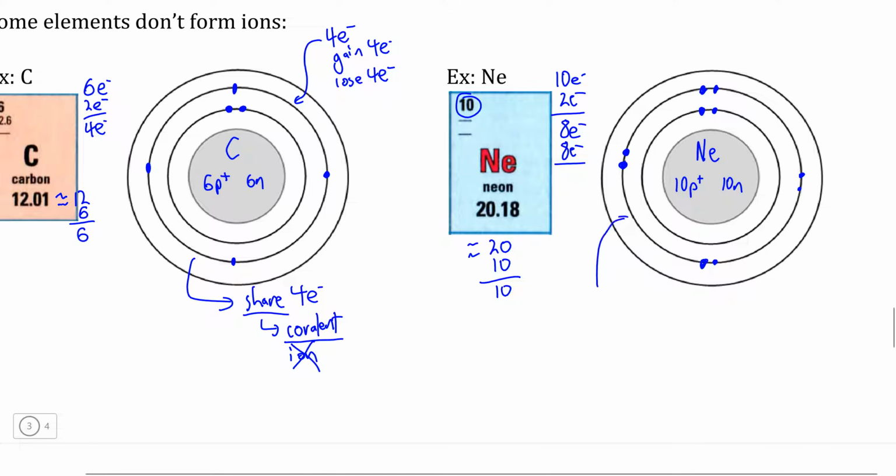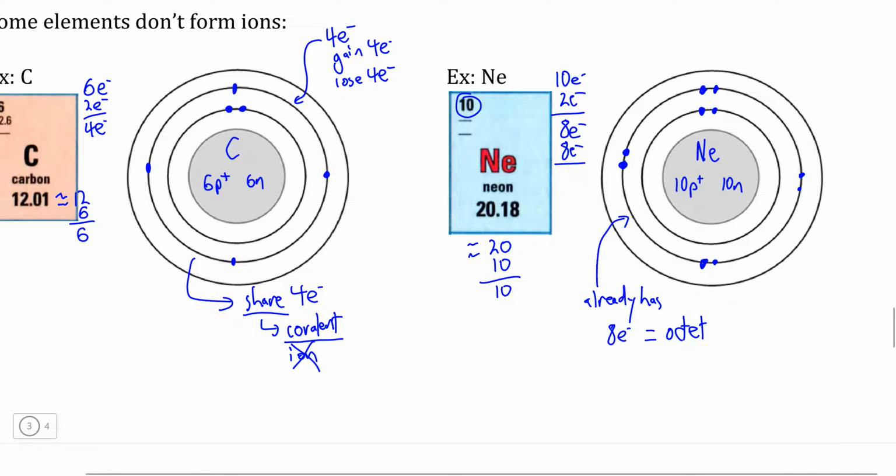And again, because the second shell is neon's valence shell, we can see that neon already has 8 electrons. Now, because 8 electrons is a full octet, this means that neon doesn't need to gain any additional electrons because, again, it already has a full valence shell, and it also means that losing electrons has no purpose because, once again, its valence shell is already full.